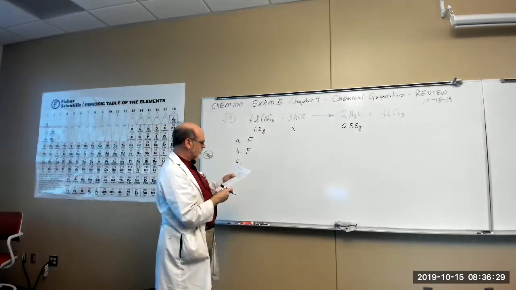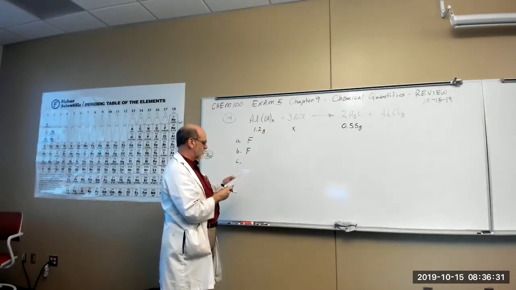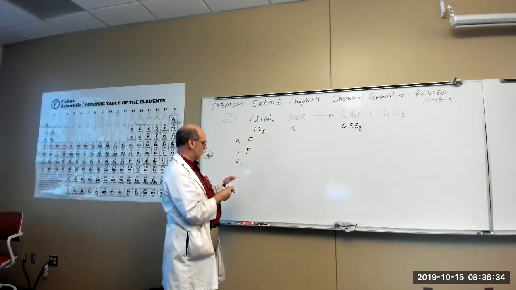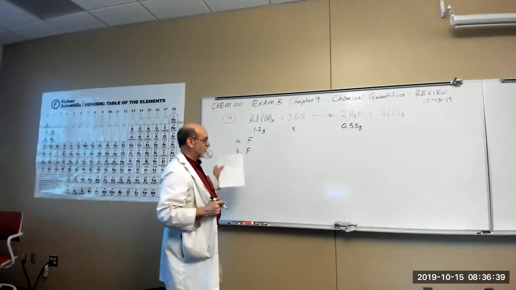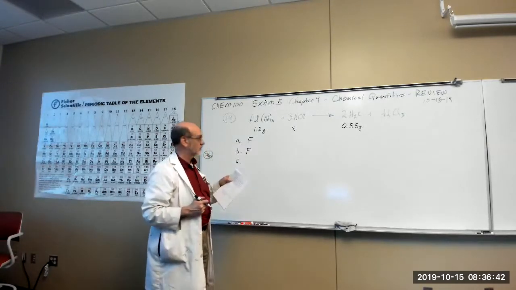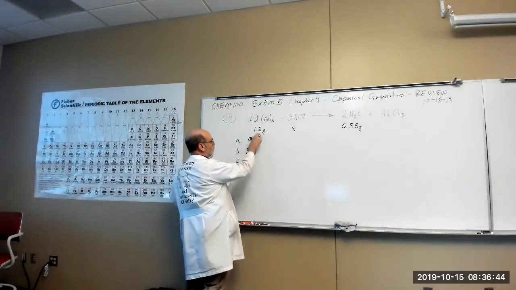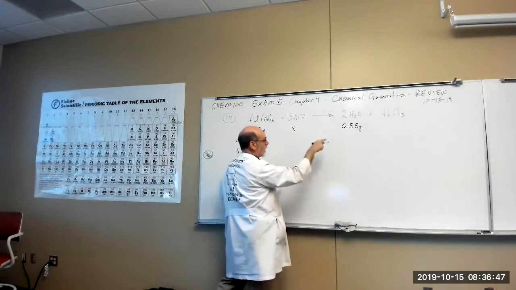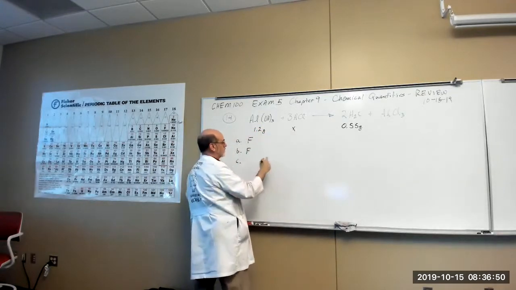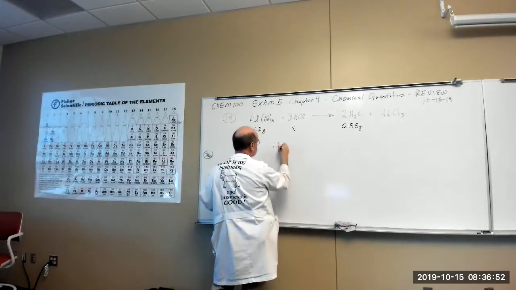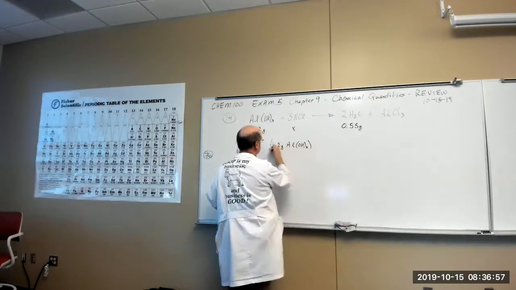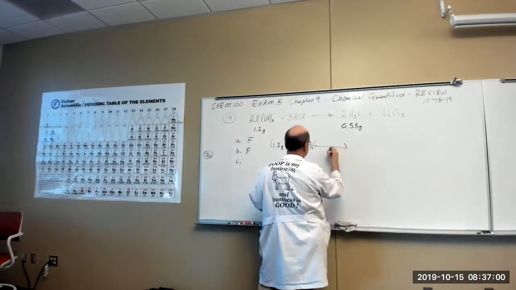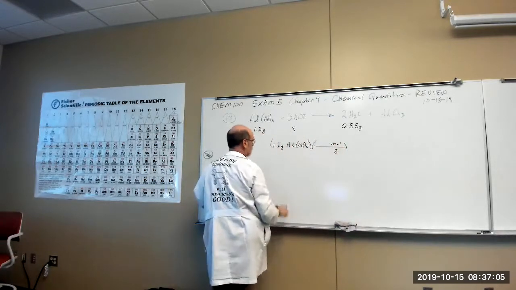How about C? Aluminum hydroxide is not the limiting reactant because more than 0.55 grams of water could have been produced from 1.2 grams of aluminum hydroxide. Okay, the only way to answer that one is to do the calculation. So we have to take 1.2 grams of this and find out how much water would actually be produced. So 1.2 grams of aluminum hydroxide. How many moles is that? Grams here, moles there. So we need a molar mass of aluminum hydroxide.